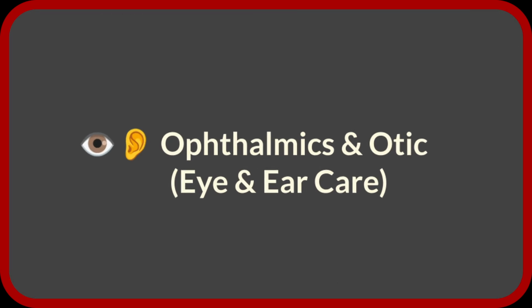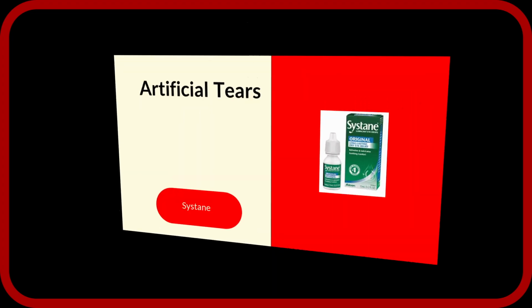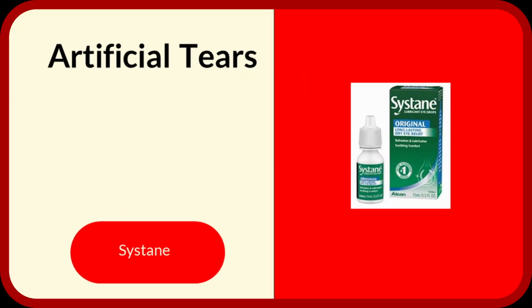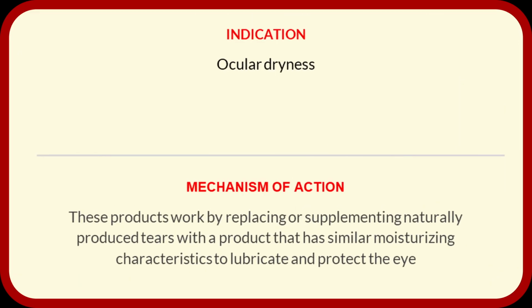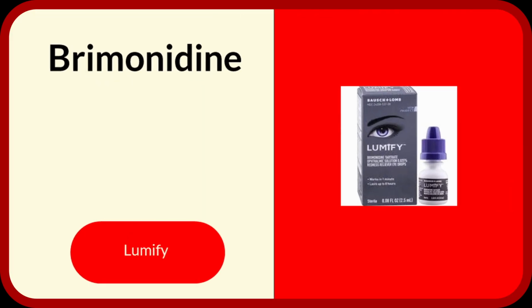Category 5, Ophthalmic and Otic, eye and ear. Now for a look at eye and ear care. We'll start with ocular lubricants. Artificial tears, with a common brand name, Systane, are indicated for ocular dryness. These products work by replacing or supplementing naturally produced tears with a product that has similar moisturizing characteristics to lubricate and protect the eye. Next, ocular decongestants for redness: brimonidine.